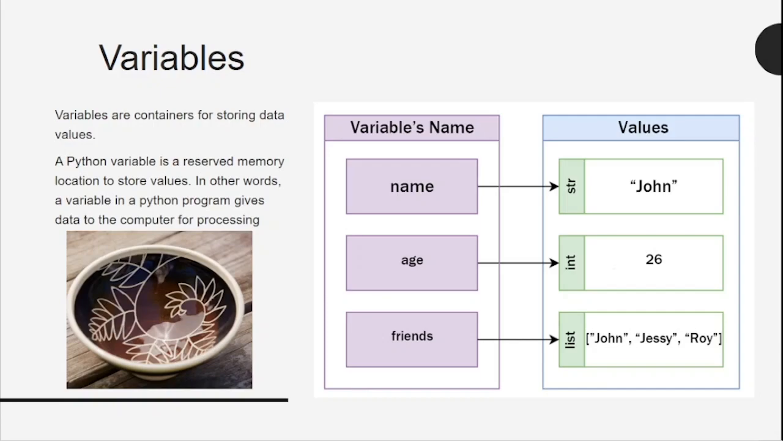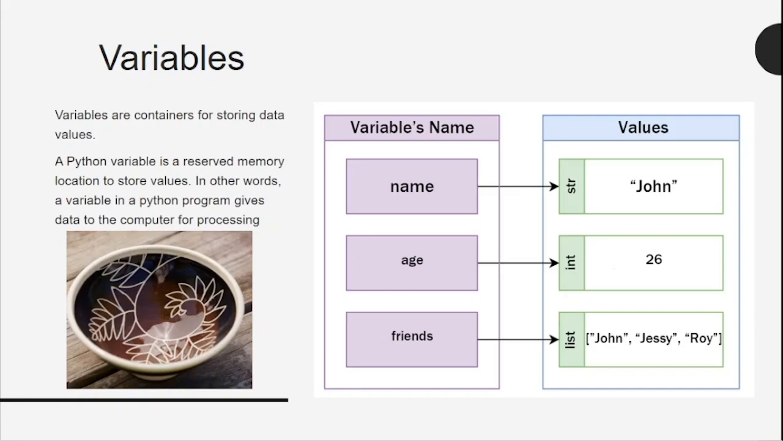Each variable in Python has a name. For example, as you can see here, we have different variables. For example, name equals to John, or the other variable which is age, which equals to 26, or the third one which is a list, which is friends, and in the friends list we have John, Jesse, and Roy.